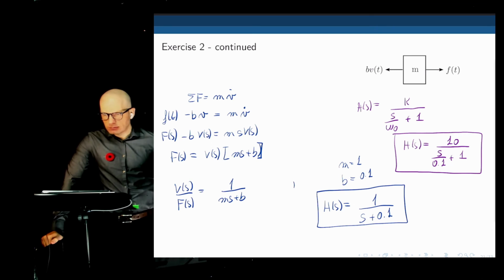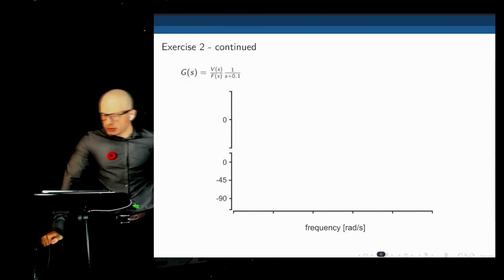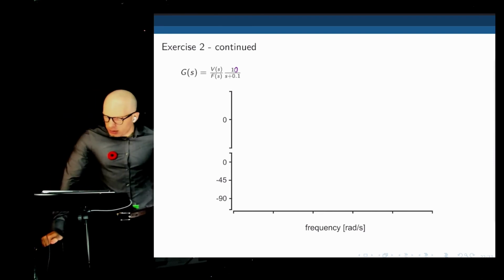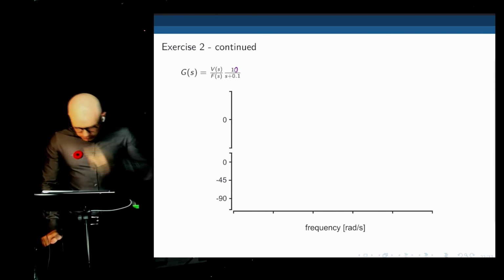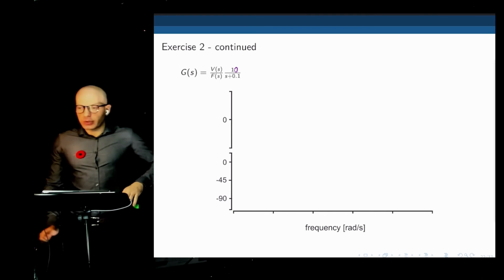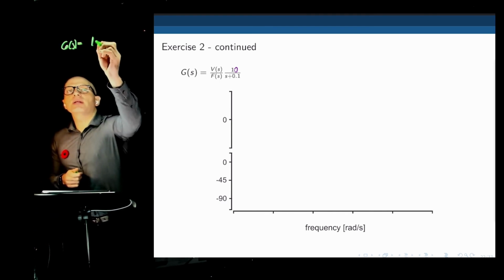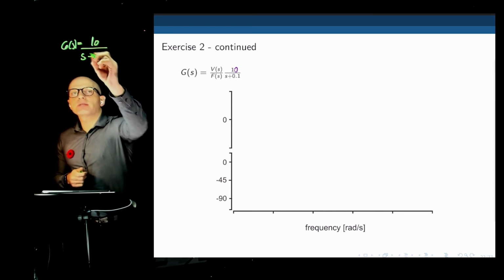Yeah, it looks good. Okay. So here is the transfer function. There's a 10 on top here that I forgot. And now let's do the Bode plot. Let me just write the equations here. G of s equals 10 over s plus 0.1.